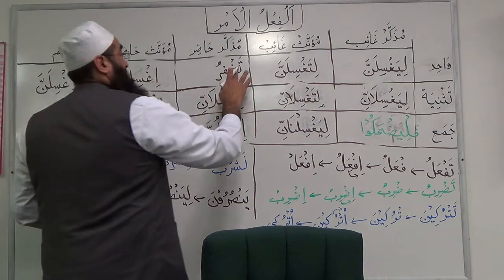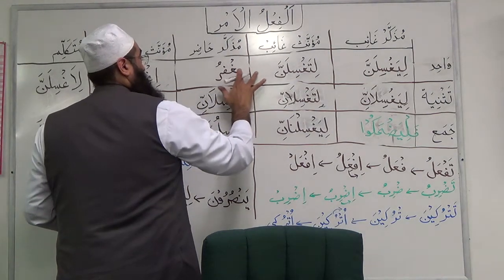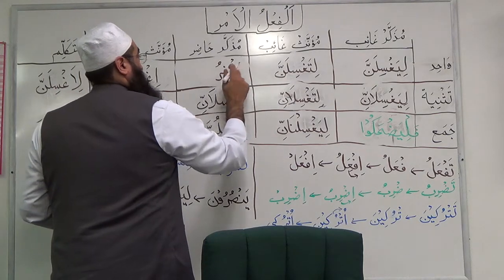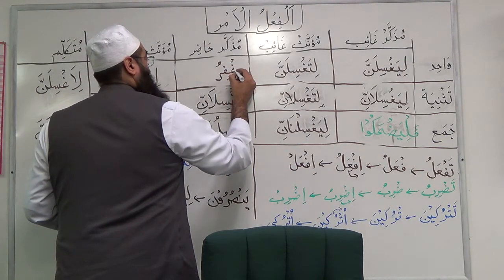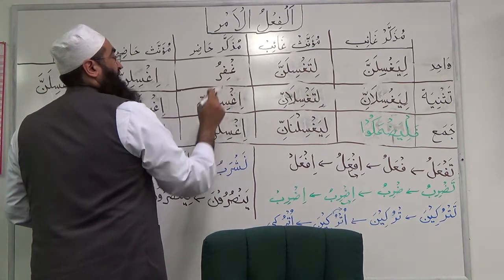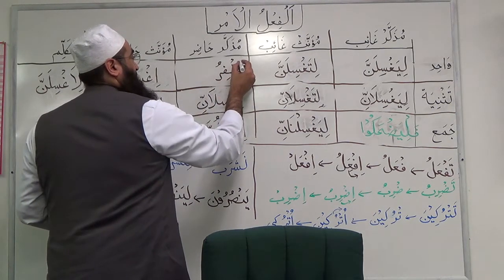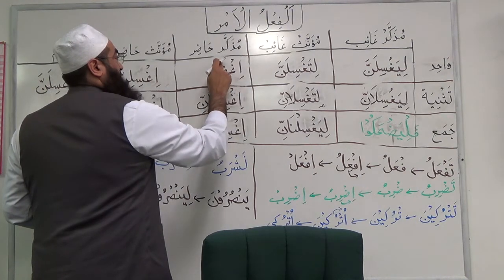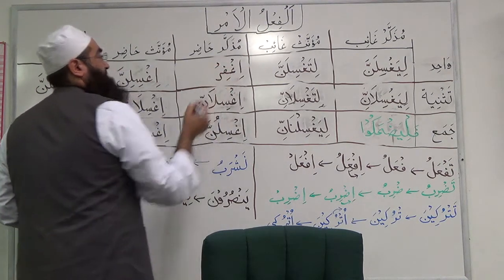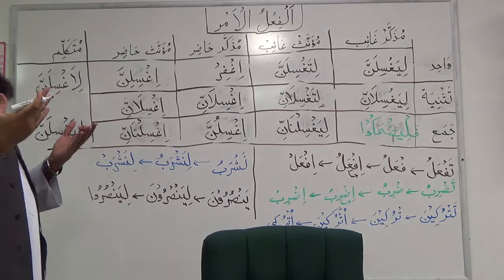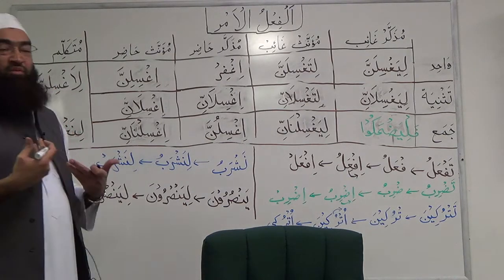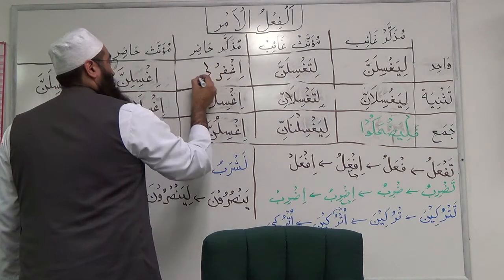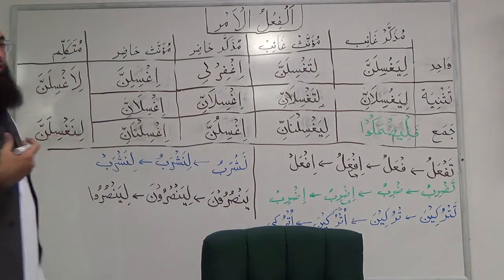So how would we make it into amr? First we drop the ta. And then we look at the ain kalima, it has a kasra, so we bring an alif, and we bring a kasra, and we drop the dhamma on the ra, and it becomes ighfir. So we're asking Allah, oh Allah, forgive. And how do you say me in Arabic? You say ighfirli.